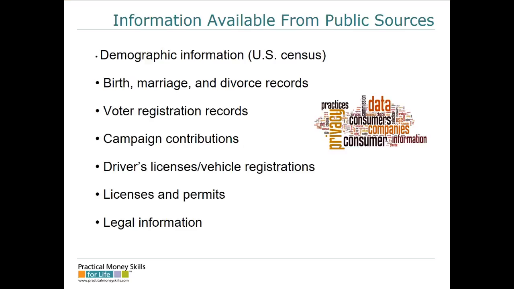Types of information that are generally available from public sources that almost anyone can get include demographic information from the U.S. Census, birth, marriage, and divorce records, voter registration records, campaign contributions, driver's license and vehicle registrations, licenses and permits such as hunting and fishing, legal information such as judgments, bankruptcies, real estate titles, and other legal information. This is usually public knowledge, public sources, and can easily be gotten in most cases.